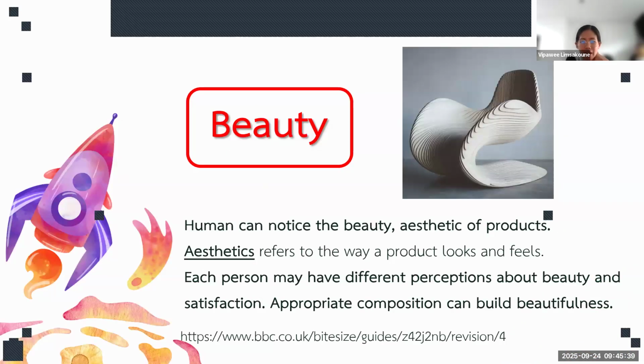Beauty. Humans can notice the aesthetic beauty of a product. It refers to the way a product looks and feels. Like this chair, you can see it looks smooth, right? Because it has a round shape. Each person may have a different perception or perspective about beauty and satisfaction. Appropriate composition can build beautifulness.